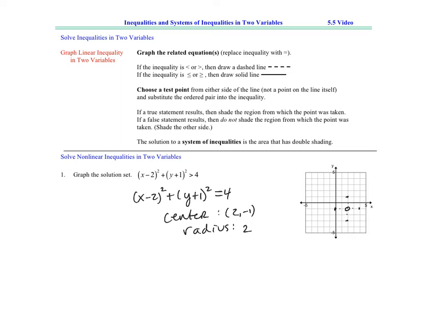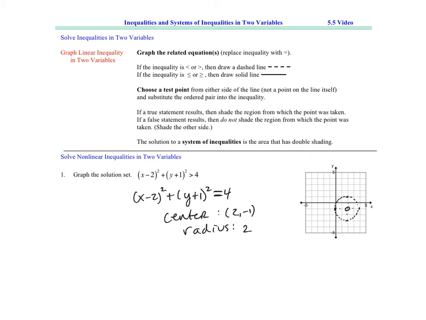1, 2. Okay, so the equation of that circle would be what would happen if this was actually equal to 4, but it's not. There's no equal sign right there, and so we don't get to have a line. We're just going to show that as a dashed line, so that's the edge.